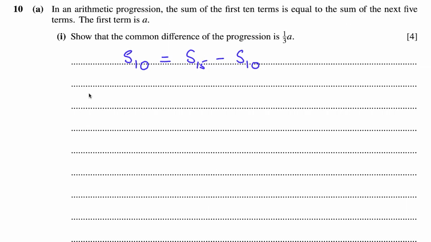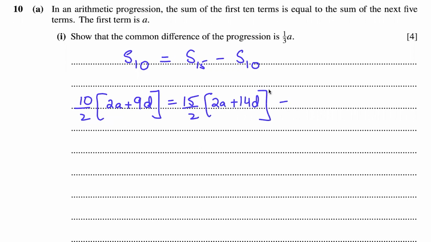The formula for the sum of an arithmetic progression is n upon 2 into 2a plus (n minus 1) into d. So n is 10 in this case, so this will become 10 upon 2 into 2a plus 9d, is equal to the sum of the first 15 terms, which would be 15 upon 2 into 2a plus 14d, minus the sum of the 10 terms again, which is 10 upon 2 into 2a plus 9d.